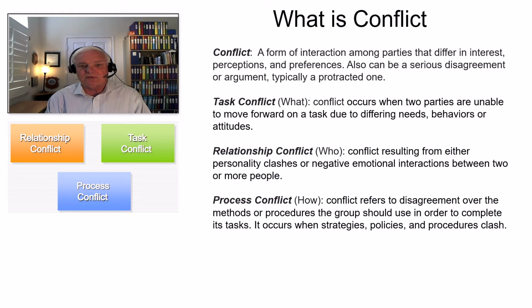The first one is task conflict, and that's conflict that occurs when 2 parties are unable to move forward on a task due to differing needs, behaviors, or attitudes. The next one is called relationship conflict, and that's conflict resulting from either personality clashes or negative emotional interactions between 2 or more people. The third one is called process conflict, and that's conflict that refers to a disagreement over the methods or procedures a group should take in order to complete its tasks. It occurs when strategies, policies, and procedures clash when you have that interaction between them.